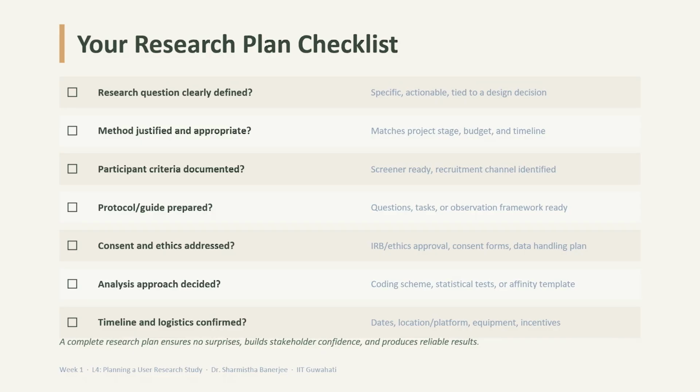This is how your research plan checklist would look. Your research questions are well defined, so I am good to go to the next step. My methods are justified and appropriate. Then you see whether your participant selection criteria are well documented or not. Then you say, yes, my protocol and guide are all in place. Then you check whether consent and ethics have been addressed. Then you see, is my analysis approach already decided? Then you see what your timeline and logistics are and whether everything is available. And then you go into conducting the user research.